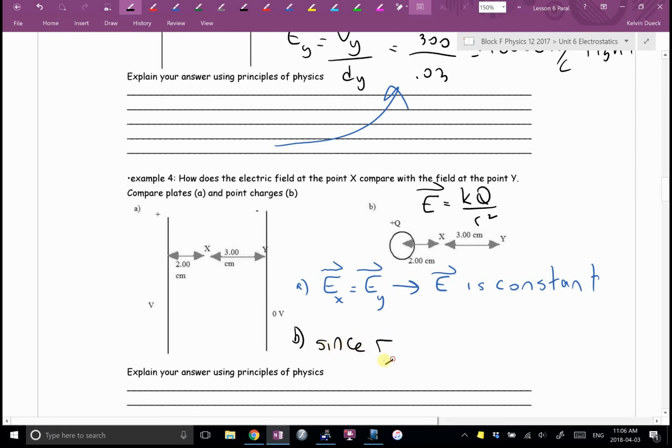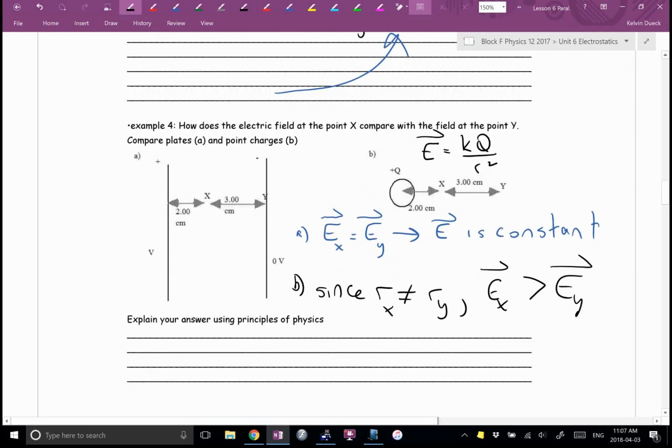Since r at X is not equal to r at Y, is the electric field at location X bigger, smaller, or the same size as at Y? Bigger. In fact, since it's more than twice as close, it's more than 4 times as strong. Right? The squared thing. It says explain your answer using principles of physics. I would argue we just did up there.